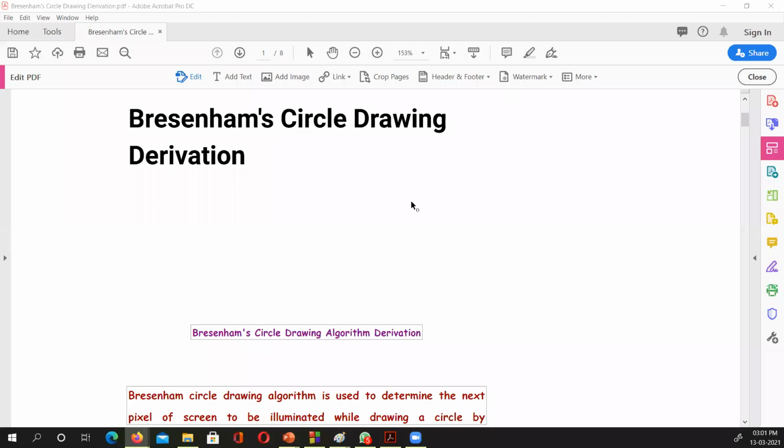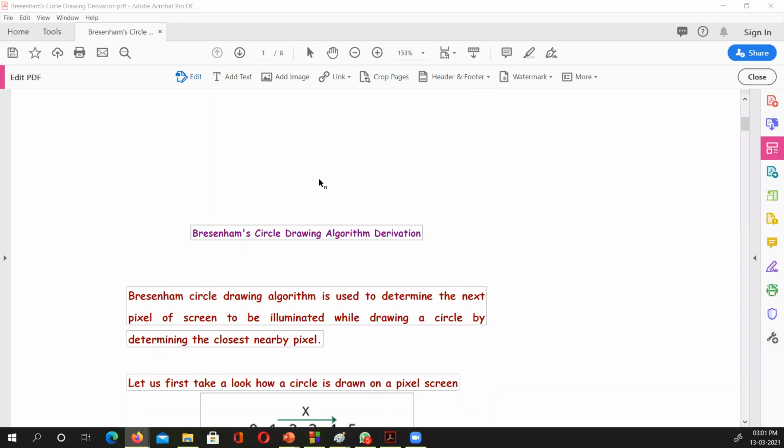Okay, Bismillah ar-Rahman ar-Rahim. This is the Bresenham circle drawing derivation. I'm getting a gut feeling that this will come in the exam. That's why I'm giving more interest to this, and I'm coming back to this class again and again.